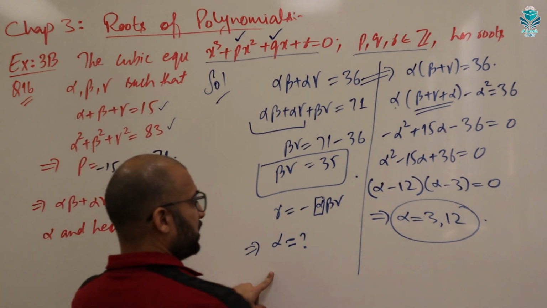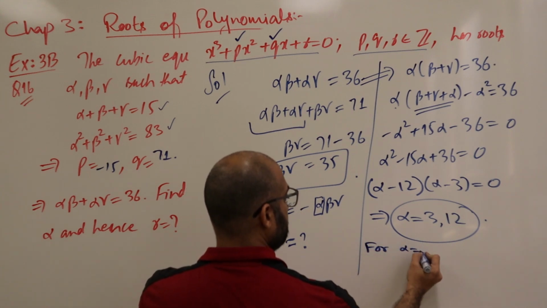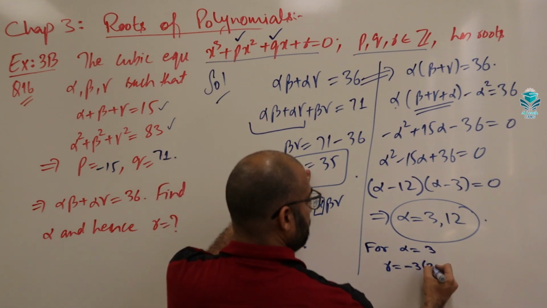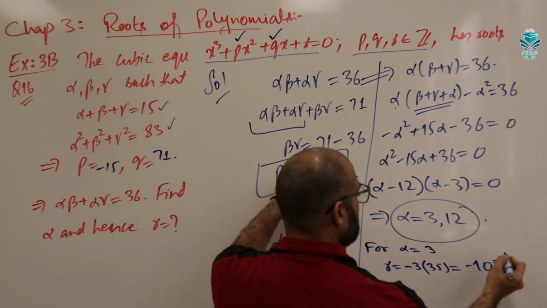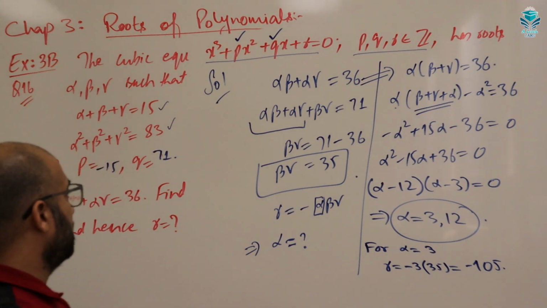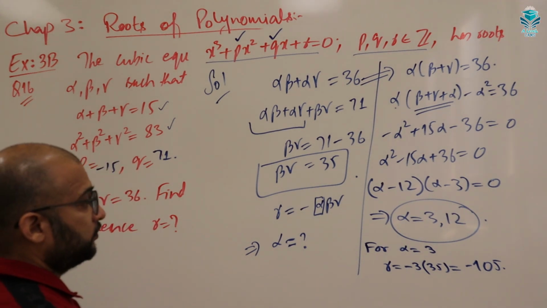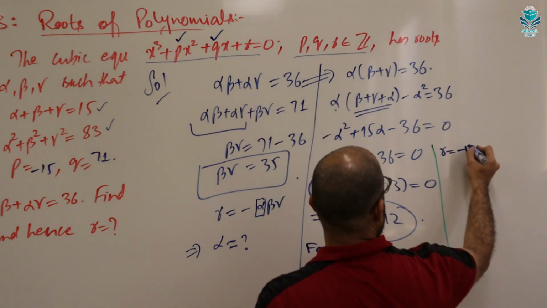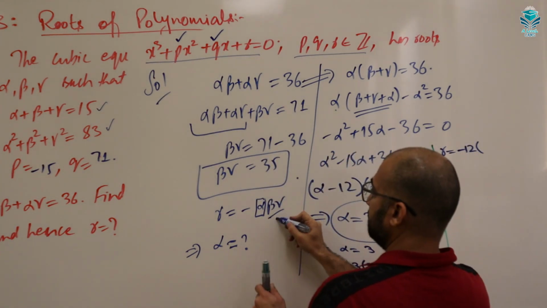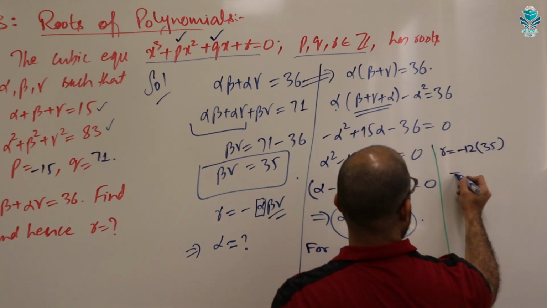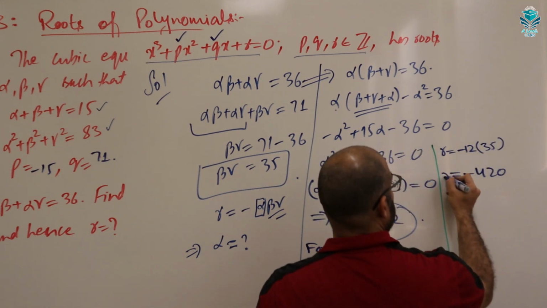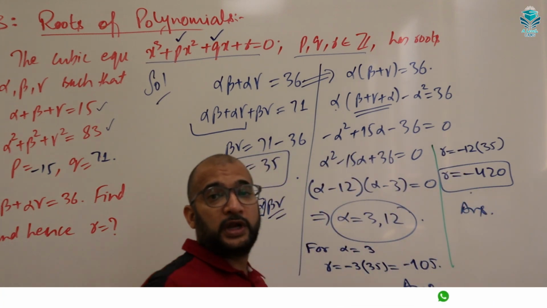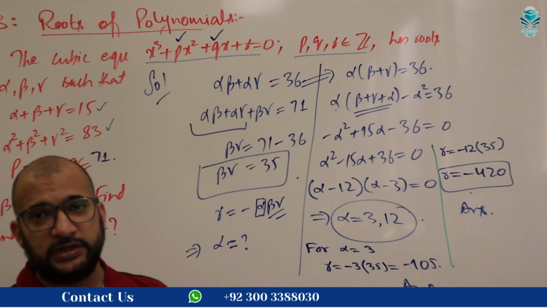So students, for alpha equal to 3, r equals minus 3 times 35, which is minus 105. So the value of r is minus 105. And if we choose the other value of alpha, 12, you can write r equal to minus 12 times the value of beta gamma, which is 35. You have minus 420 as r. This is your answer.